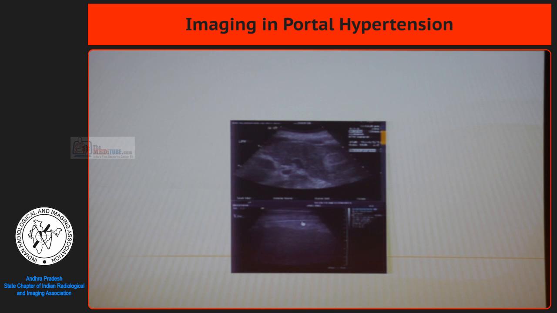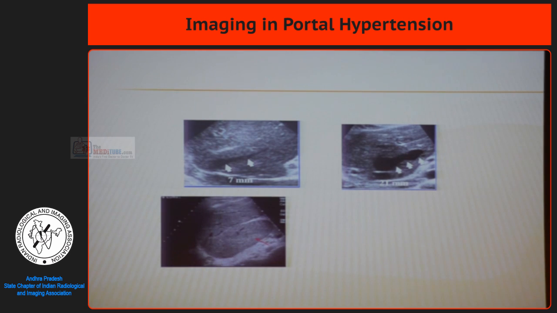The presence of ascites helps us in picking up nodularity very easily. When there is no ascites, then the problem arises. So when there is no ascites and you're still suspecting cirrhosis and you want to look for nodularity, use a high frequency probe. So that will help you in looking for the surface nodularity.